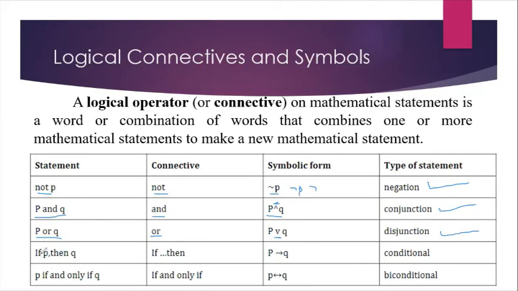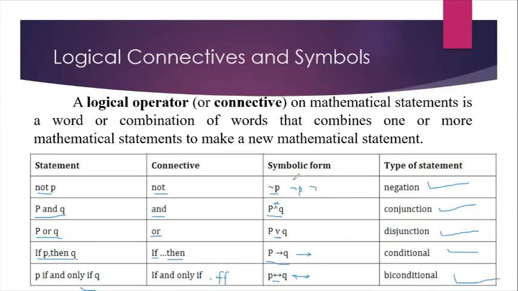And then we have if P, then Q. So the connectives there are if and then. The symbol is this one, a single-headed arrow, so arrow na ganon, going to the right. This is what we call the conditional statement, kasi we have the if-then. And then next we have P if and only if Q. So our connective is if and only if, or iff. So in symbolic form, it is like this, a two-headed arrow, kumbaga nag-extend siya on both directions. So this is what we call the biconditional.